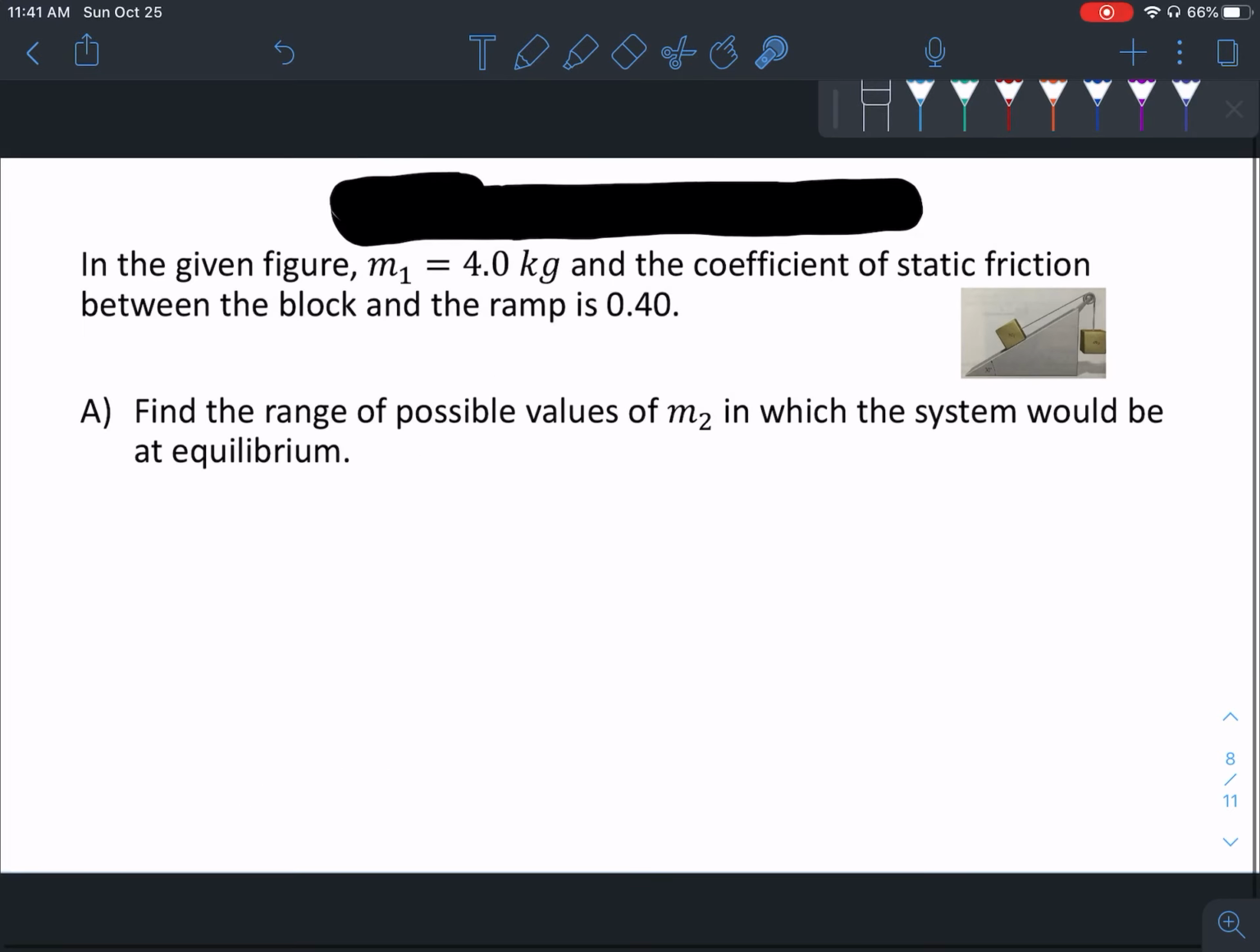So for this problem, it says in the given figure that we just saw, M1, so this one up here, is 4 kilograms. The coefficient of static friction between the block and the ramp is 0.4. And so even just immediately knowing that we're in static friction, that's the only thing it's giving us, is that reminder that it's not going to move.